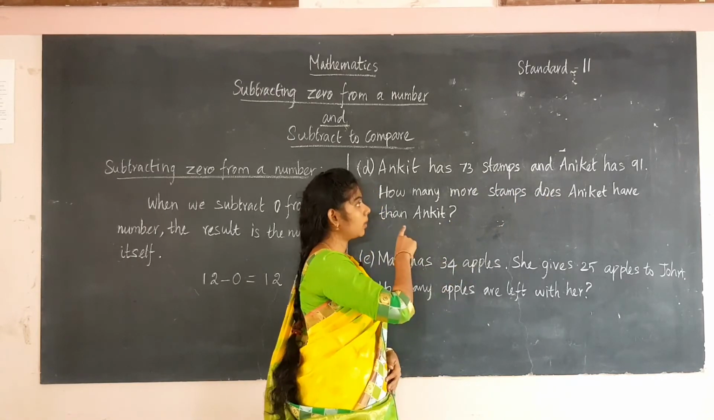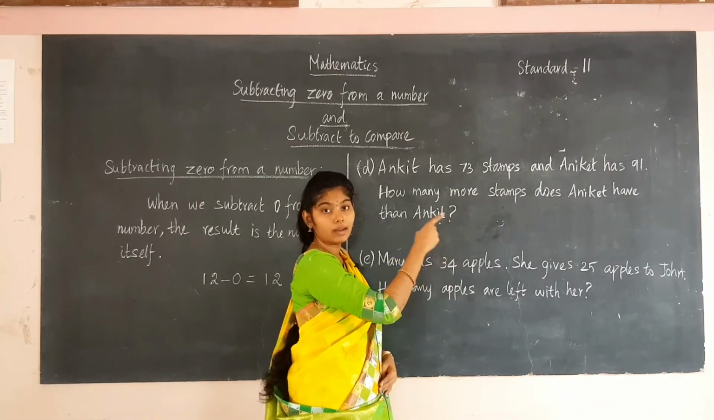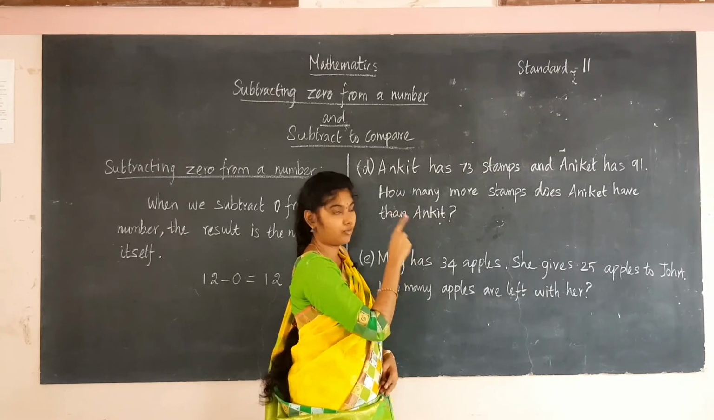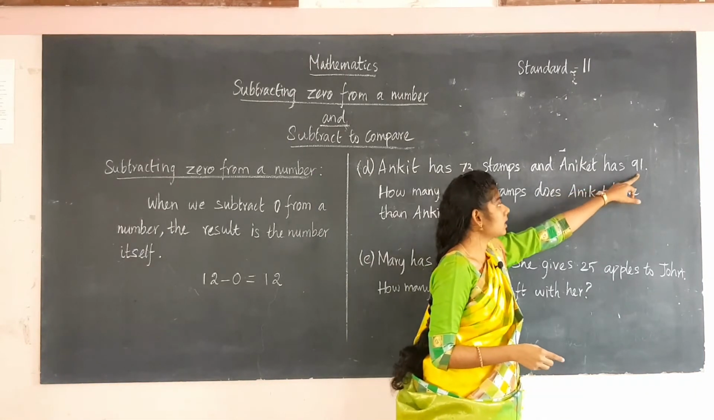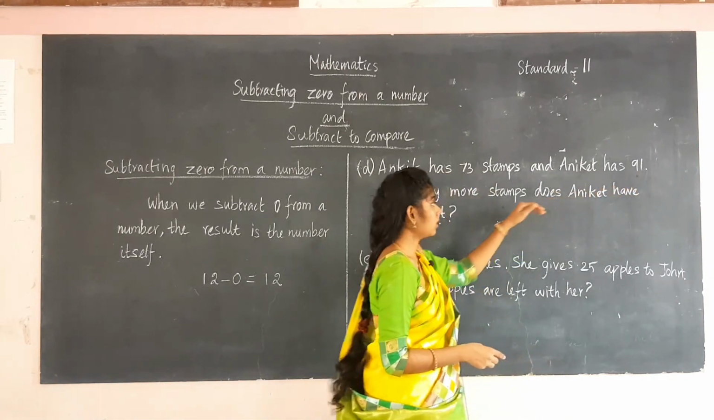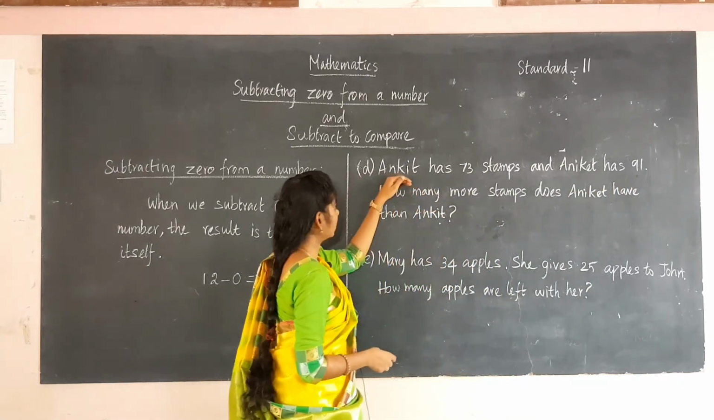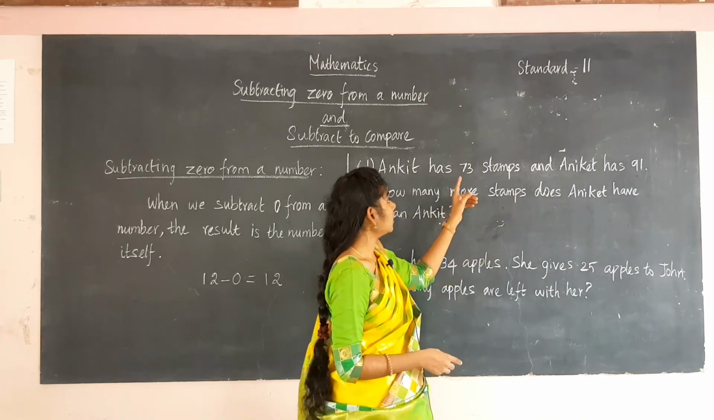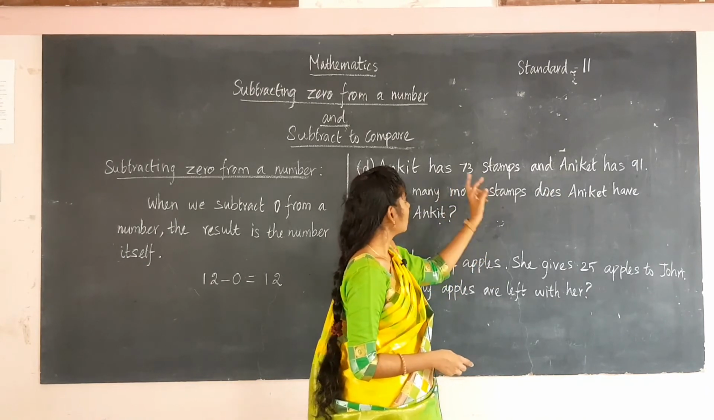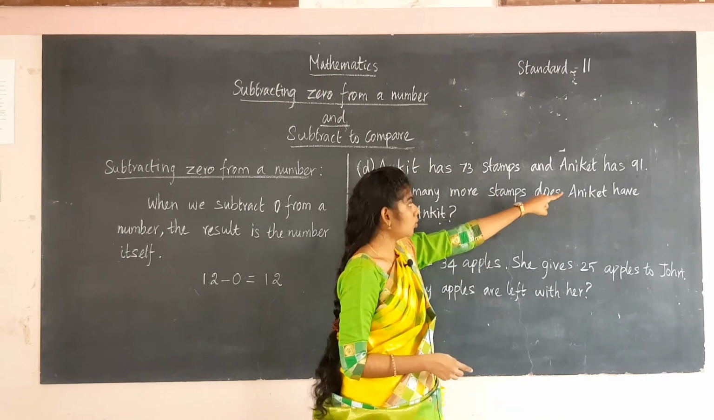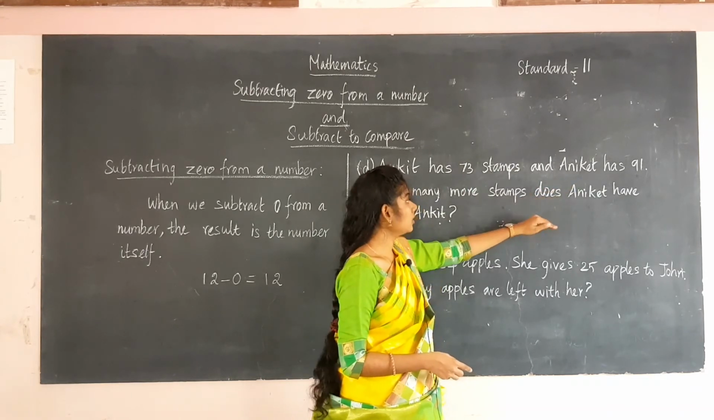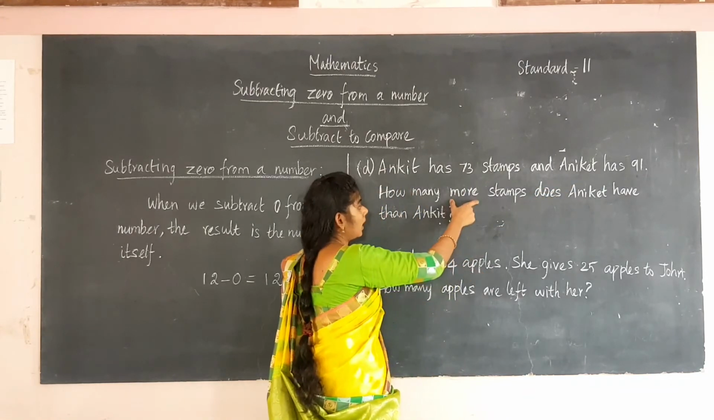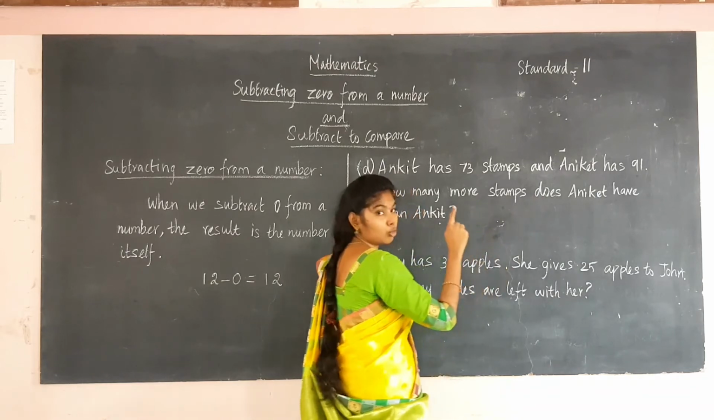We have to compare which one is the greatest number, and write the greatest number first. Here, which one is the greatest number? 91. So first write the solution part, with Ankit and Aniket. Write those two names and write the numbers in order, 73 and then 91 for Aniket. After that, what will you do? We will find who is having more.